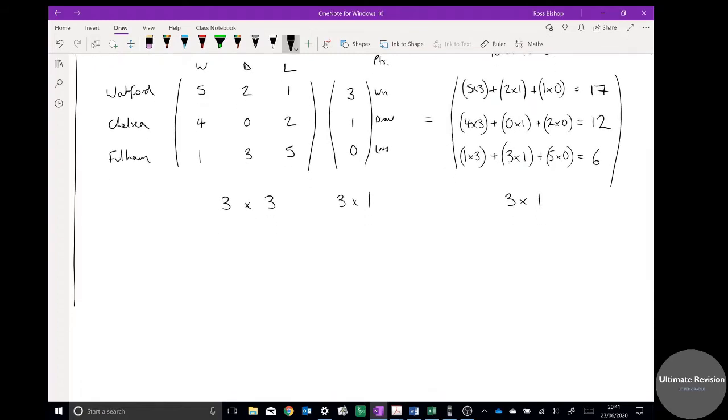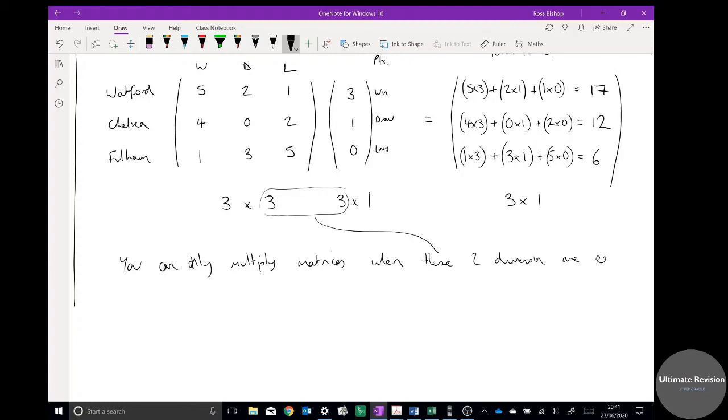But you can only multiply matrices when these two numbers here are equal. Okay, so when these two dimensions are equal.